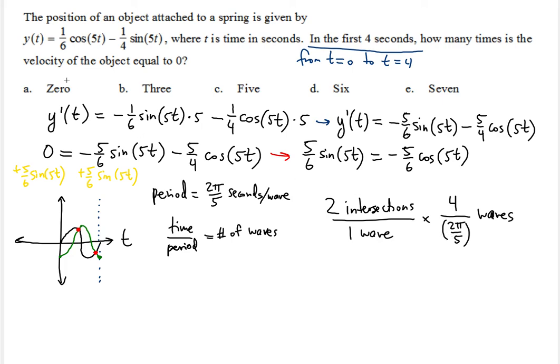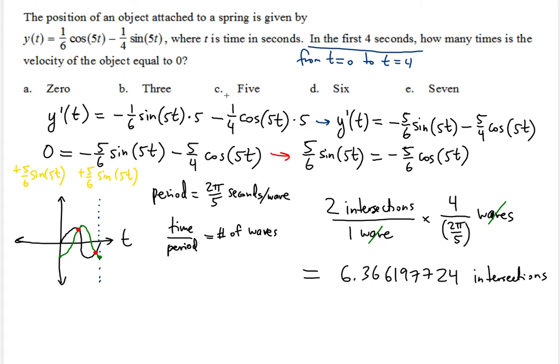Okay? So as a result, look what happens. The waves cancel out as units, right? Because this waves goes in the numerator. And the only thing that is left is intersections. And that's exactly what's going to answer this question, okay? So as a result, your calculator, if you do this right, should give you 6.3661977 intersections. Okay? So in the period from t is equal to 0 to t is equal to 4, the number of times the velocity is equal to 0 is about 6.37.